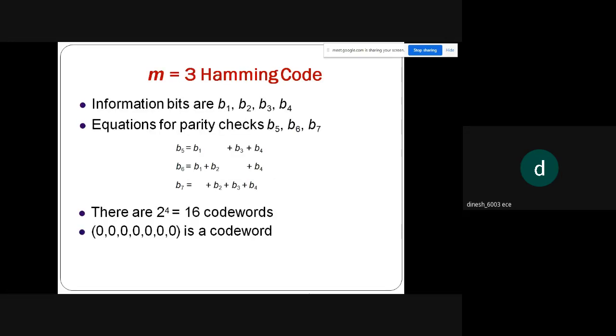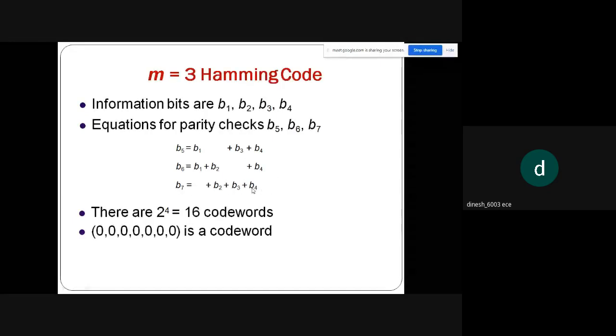Okay. So now to understand this in a better way, we'll take an example. M is equal to 3. So which is obviously, we'll get 4 information bits. We take B1, B2, B3, B4. We take parity bits. Parity bits will be 3. So this is for an example, I am writing B5. We take B5 as B1, B3, B4; B6 as B1, B2, B4; B7 as B2, B3, B4.